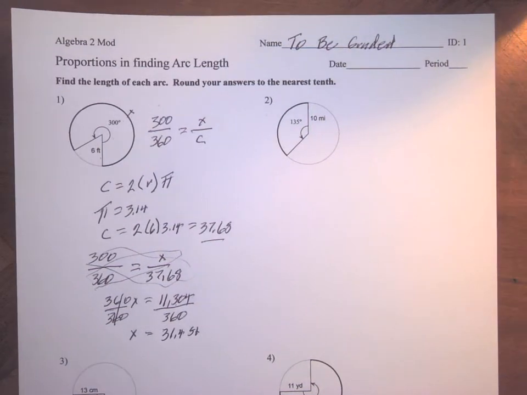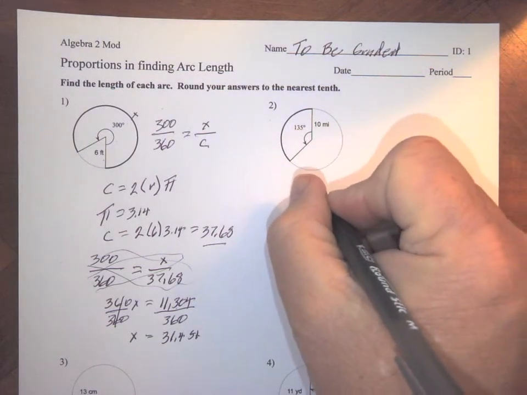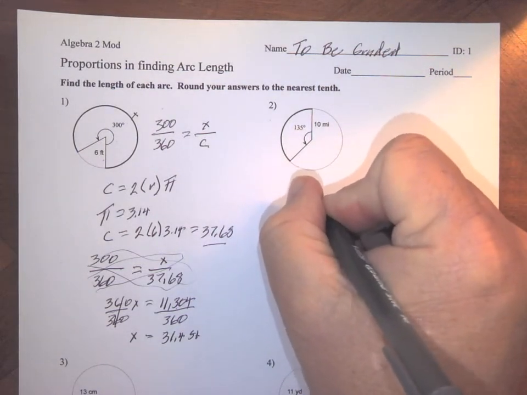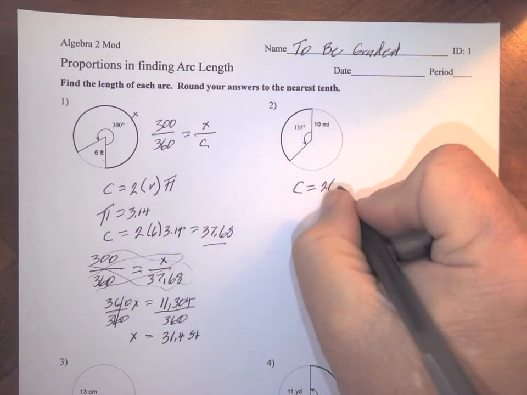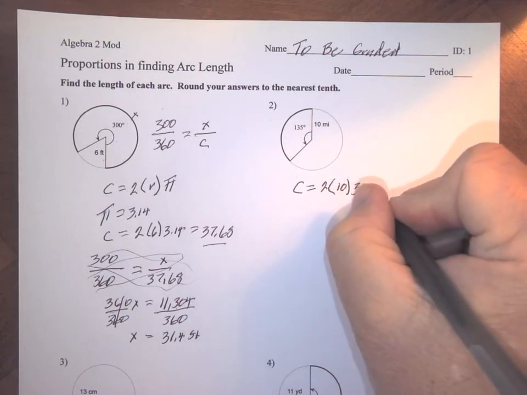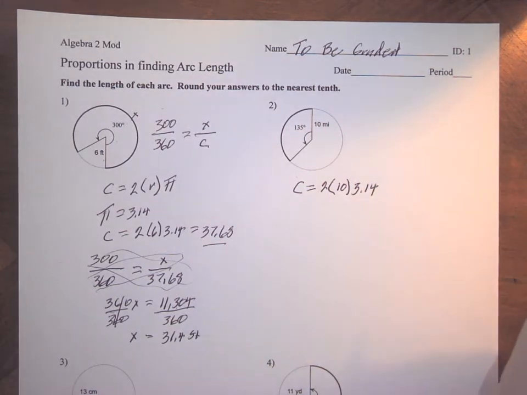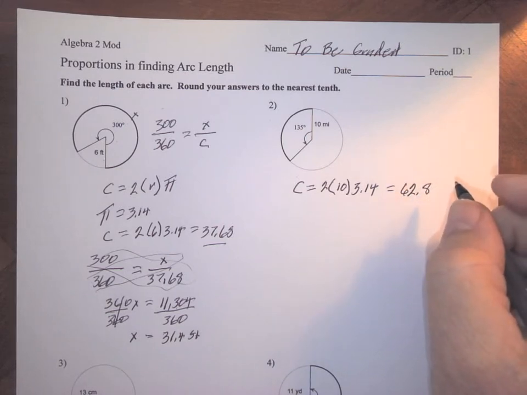So let's take a look at number 2, because we're going to do exactly the same thing. We know that the circumference is going to be equal to 2 times the radius, which in this case is 10 miles. Let's put a 10 in there, times 3.14, which is what we're using for pi. And that is equal to 20 times 3.14. The circumference here is 62.8. Okay? 62.8.